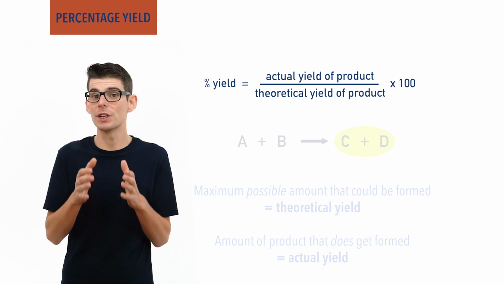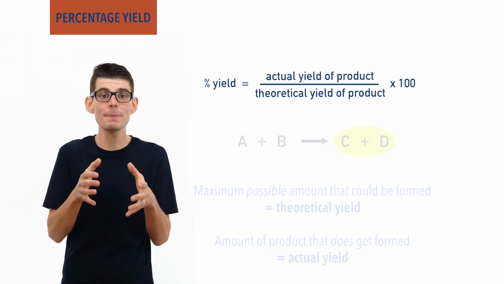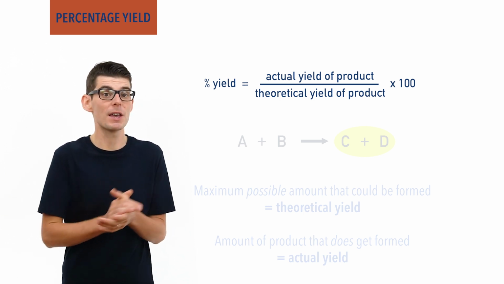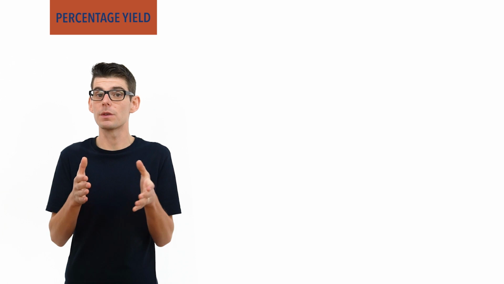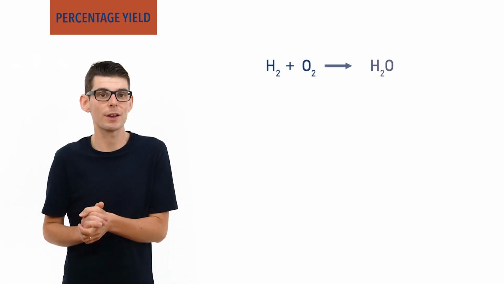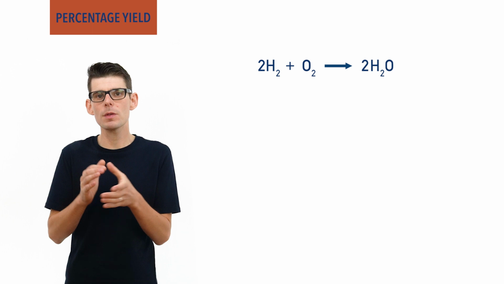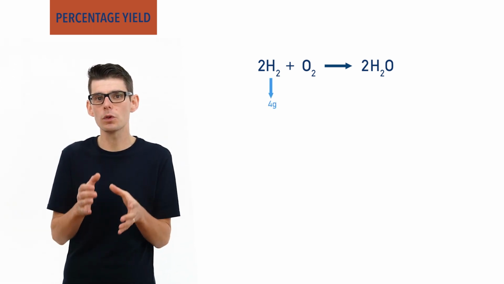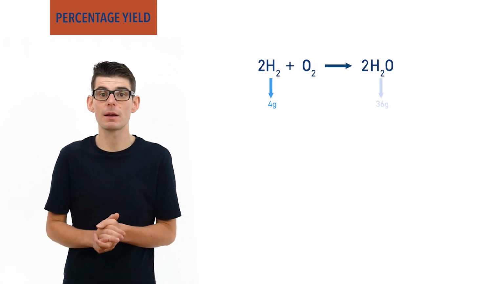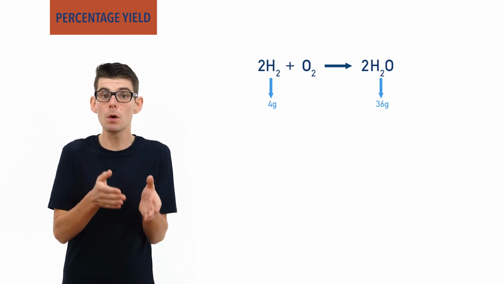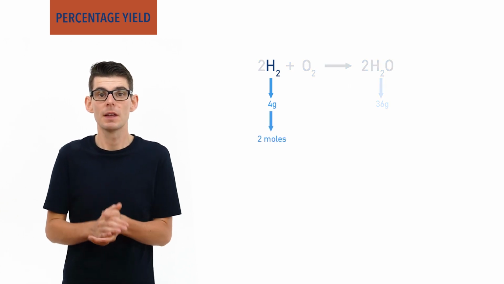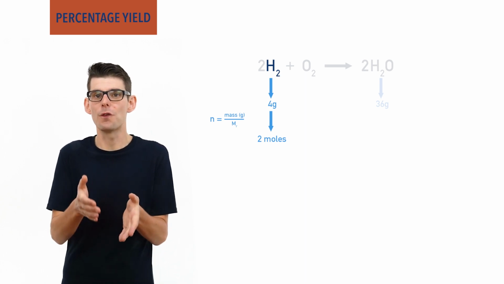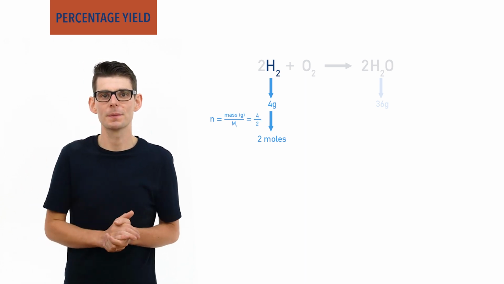Percentage yields are based on experimental data and can only be calculated after a reaction has happened and the amount of product formed measured. For example, oxygen reacts with hydrogen to form water in the reaction shown. If 4 grams worth of hydrogen reacts completely with oxygen, the maximum mass of water that can be produced is 36 grams. This is because there are 2 moles worth of hydrogen reacting. Moles equals mass divided by Mr, with the Mr of hydrogen being 2. 4 divided by 2 equals 2.